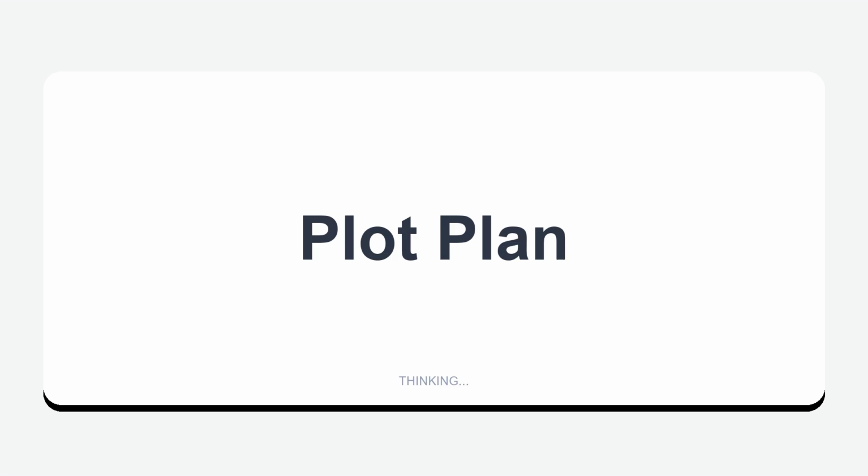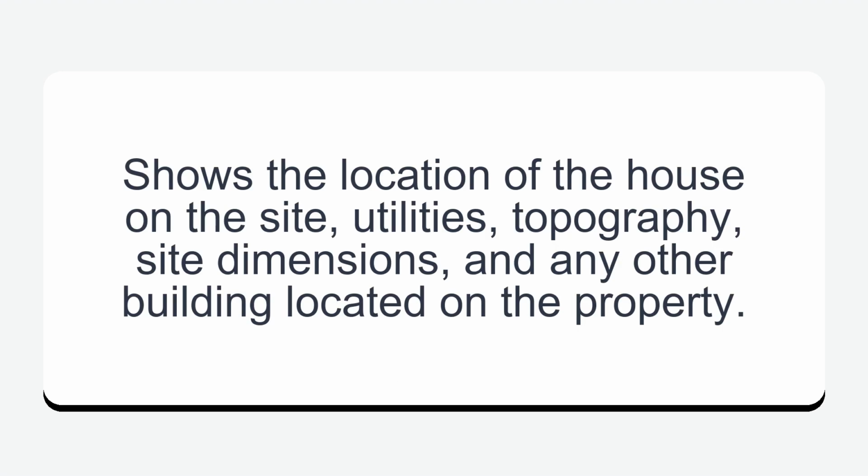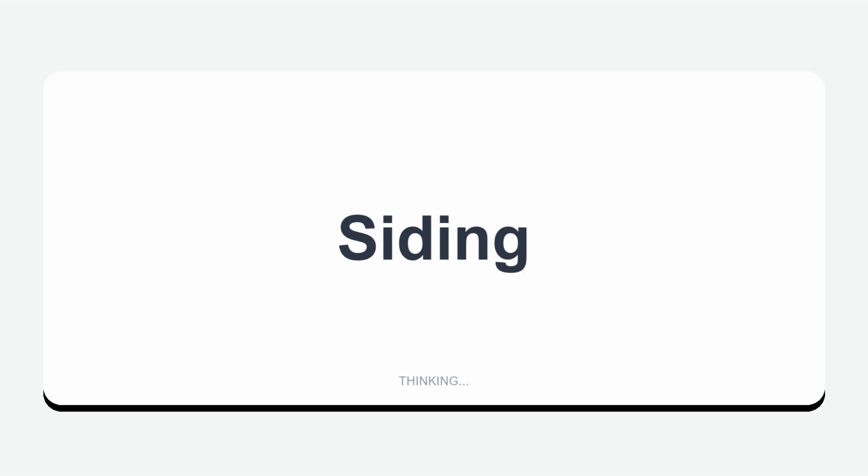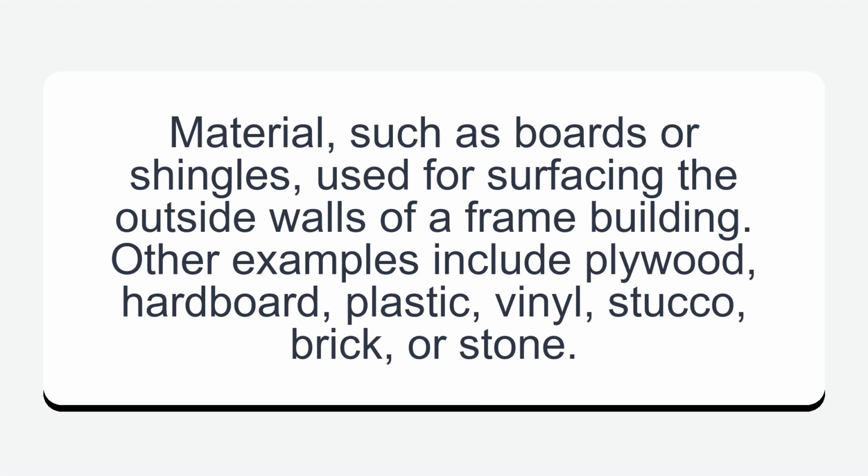Plot plan. Shows the location of the house on the site, utilities, topography, site dimensions, and any other building located on the property. Siding. Material, such as boards or shingles, used for surfacing the outside walls of a frame building. Other examples include plywood, hardboard, plastic, vinyl, stucco, brick, or stone.